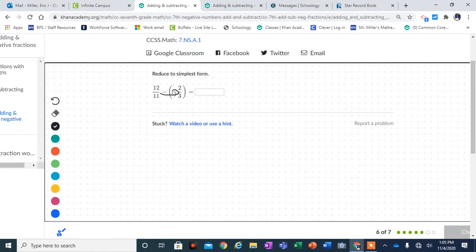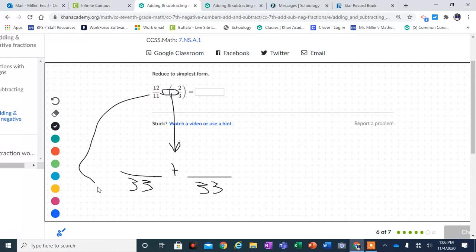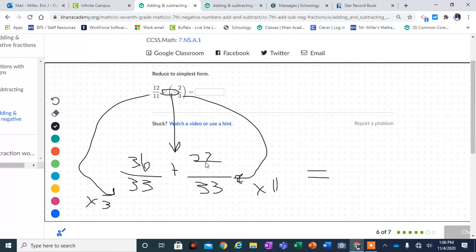Okay, minus a negative, again, becomes a positive. This one, 33, you're just going to use the 3 and the 11. So 11 times 3 gave you 33. So 12 times 3 is going to give you 36. 3 times 11 is going to give you 33. So 2 times 11 is 22. Adding them together, 6 and 2 is 8. 3 and 2 is 5. So this would be 58 over 33.